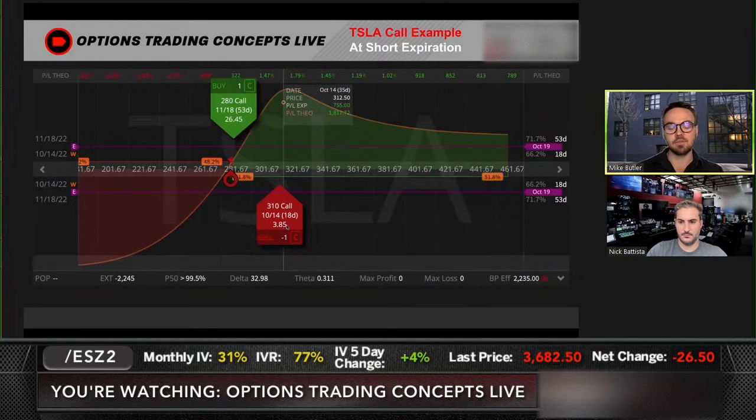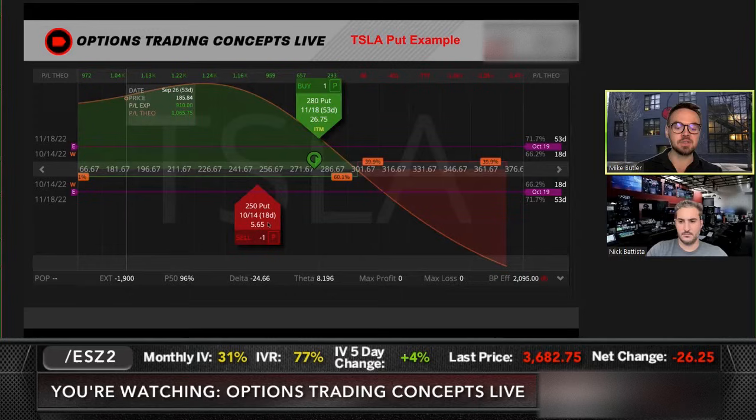This 310 call is trading for 385. The 250 put is trading for 565. So almost $200 more in premium, and you're paying basically the same amount. Now, this doesn't mean that this is a better trade, because if Tesla rips up 30 points, your put diagonal spread is going to be a loser. But this does play into the near-term put skew which we are seeing in Tesla, and that's why you're getting about a $200 discount here.